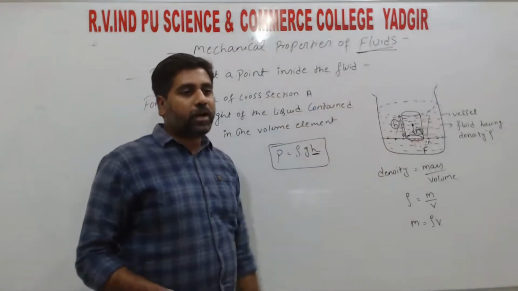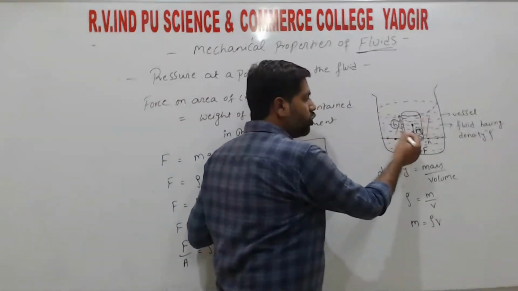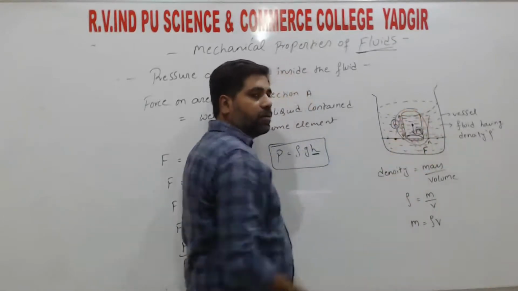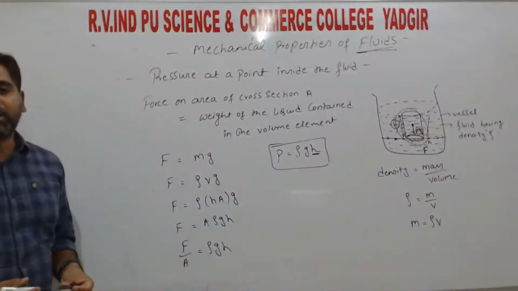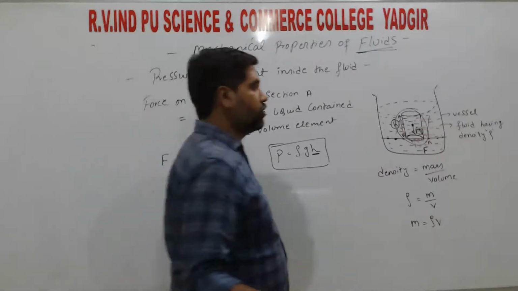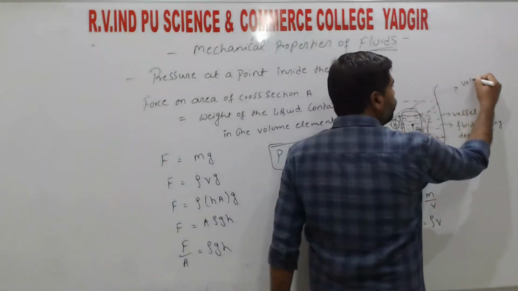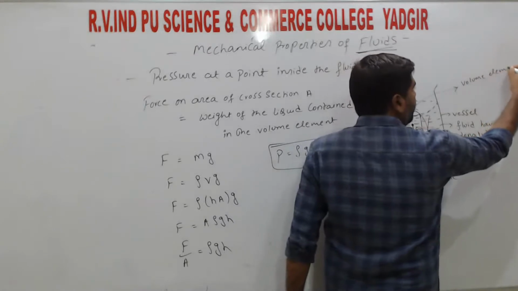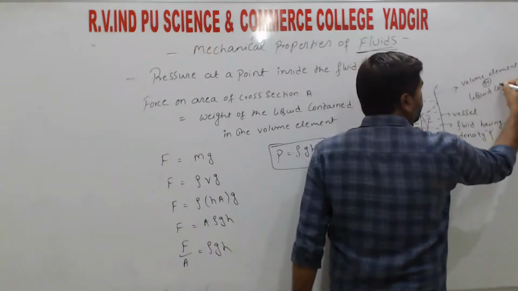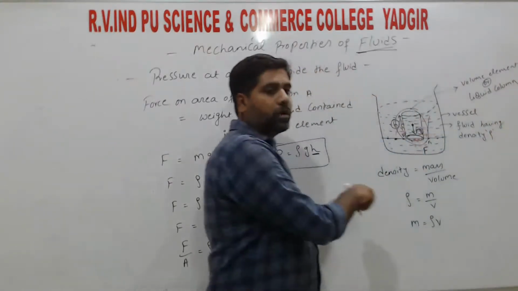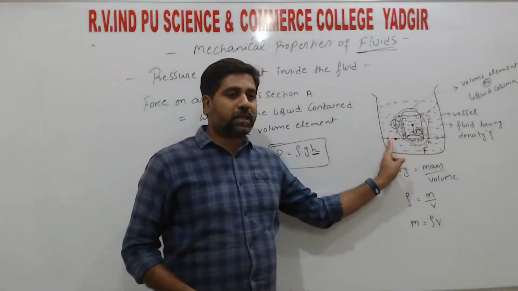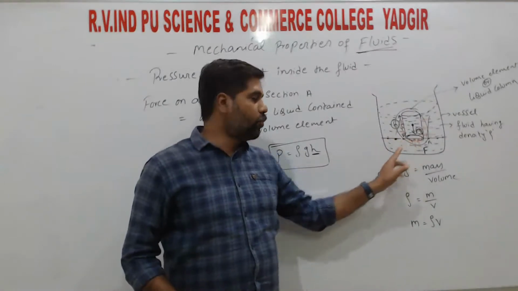When we are finding the pressure at some point inside the fluid, we consider one imaginary volume element. We consider an imaginary volume element, right, or we consider it as a liquid column. So we call this one a volume element or liquid column. So by considering it as imaginary, we can find the pressure at any point inside the fluid.